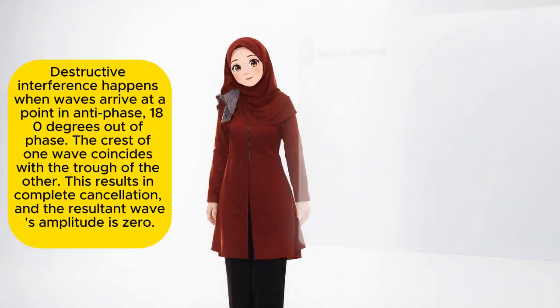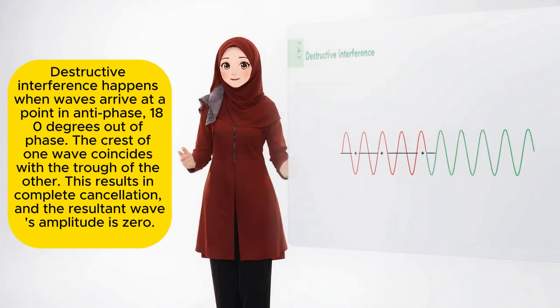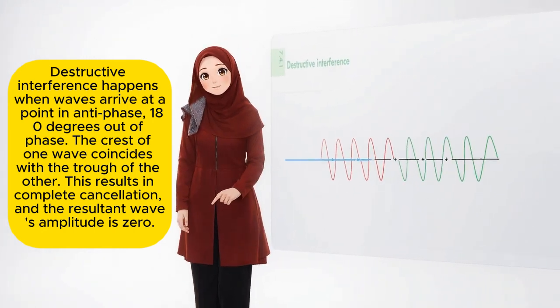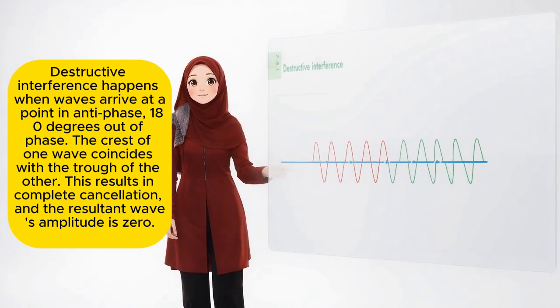Destructive interference happens when waves arrive at a point in antiphase, 180 degrees out of phase. The crest of one wave coincides with the trough of the other. This results in complete cancellation.